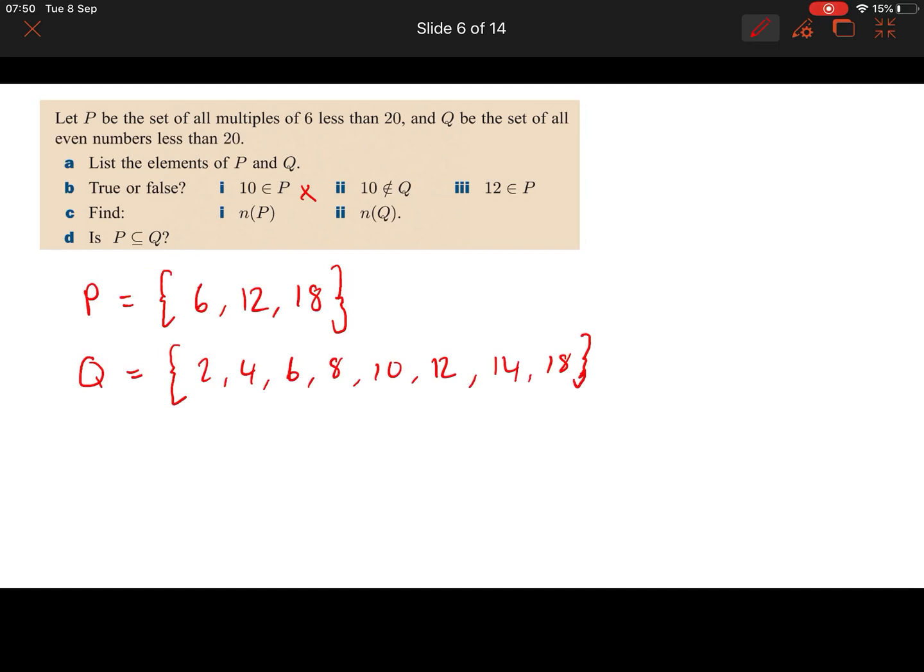True or false? 10 belongs to P. That's false, it doesn't. 10 does not belong to Q. False again, because 10 does belong to Q. 12 belongs to P. That is true. Find the number of elements of P. Well, there's 3: 1, 2, 3 elements of P. The number of elements of Q: 1, 2, 3, 4, 5, 6, 7, 8.